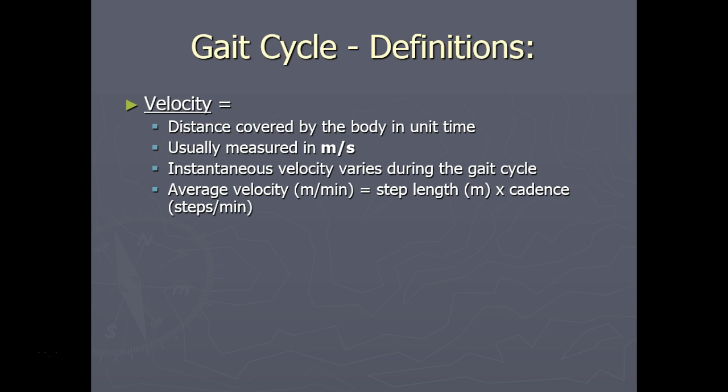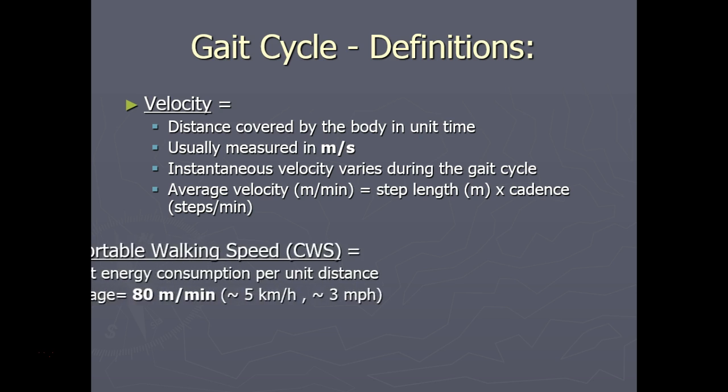So let's go to velocity. Velocity is the distance that is covered by the body in unit time, and usually it's measured in meters per second. And believe it or not, velocity is the major predictor of functional disability in patients. So if we can, we really want to look at velocity. But again, it's very rare that we'd be able to do this unless, of course, we're in a gait lab where we can actually measure and assess such things. But normative values for velocity would be around 140 meters per second.